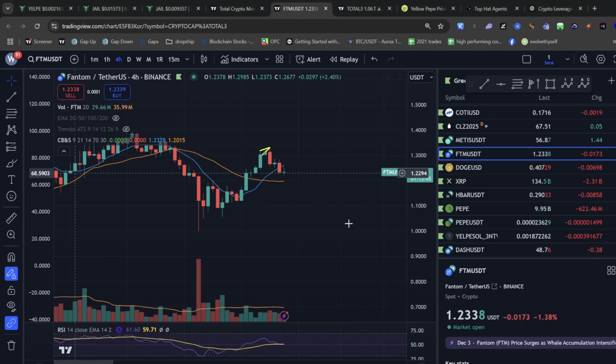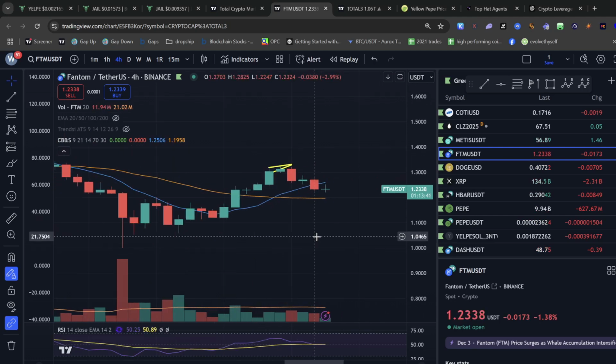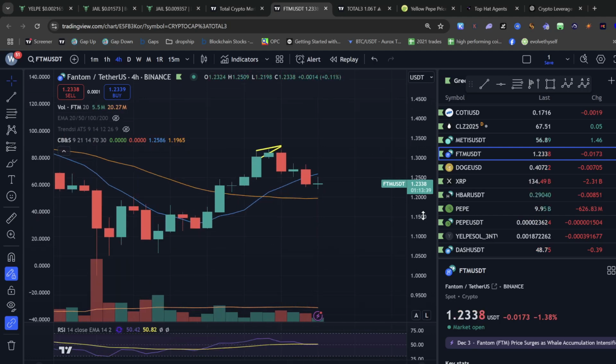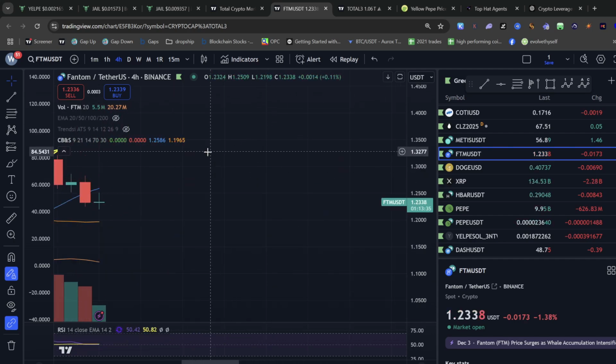What is up, everyone? I just want to show you this really great short setup I took last night. I'm already in the trade. I'm not saying to take this now. This is just an example.